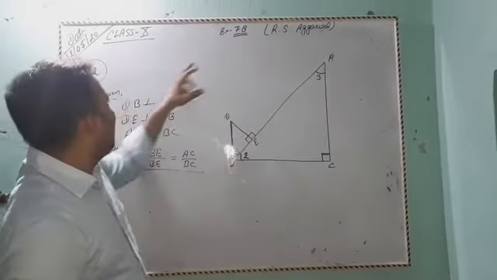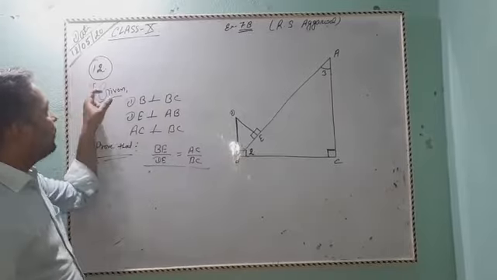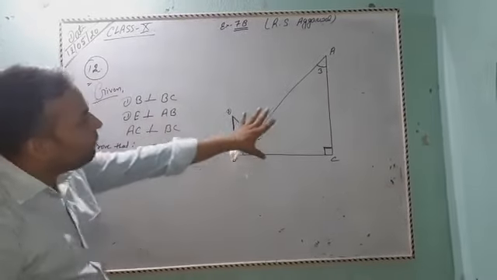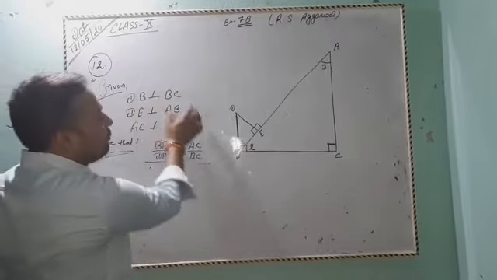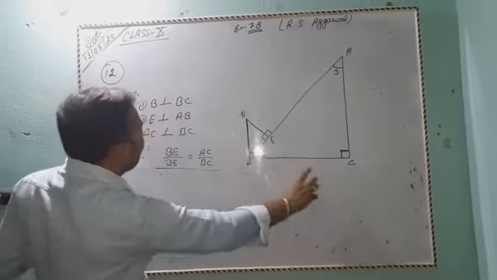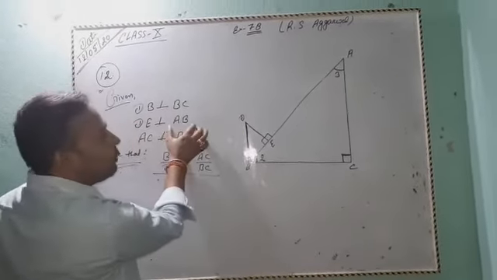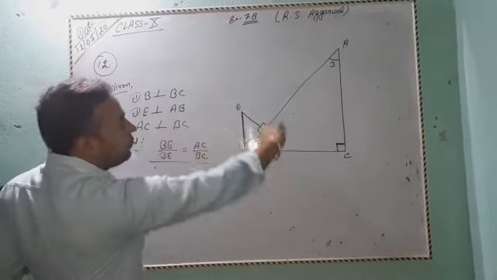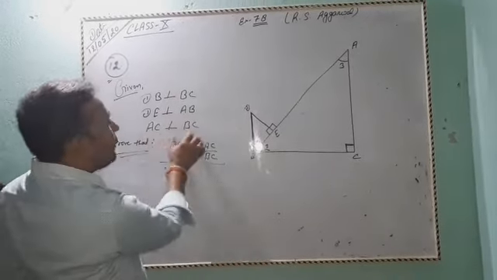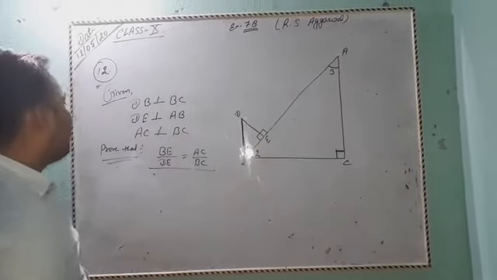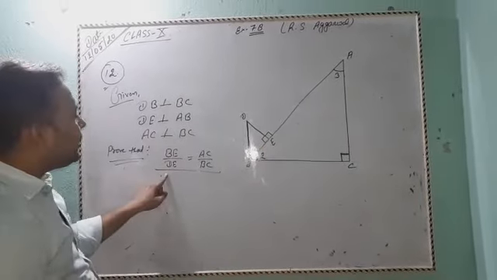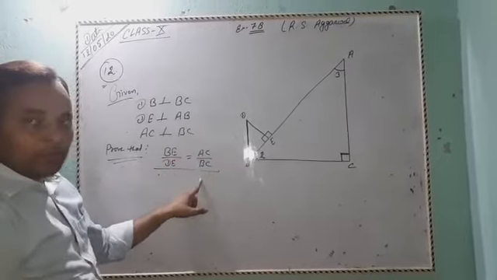Okay. So first, example number 12. In the given figure, DB is perpendicular to BC, DE is perpendicular to AB, and AC is perpendicular to BC. Then prove that BE by DE equal to AC by BC, right?